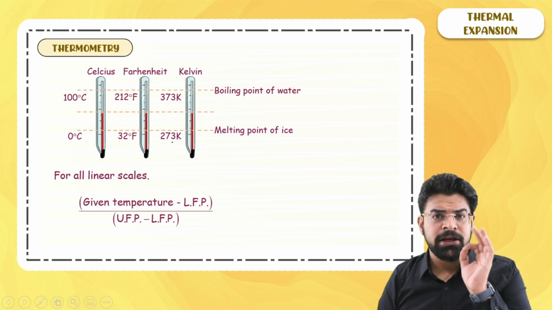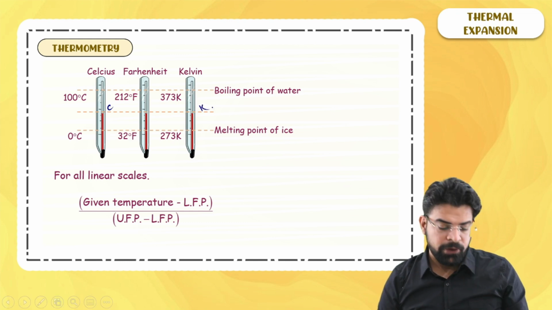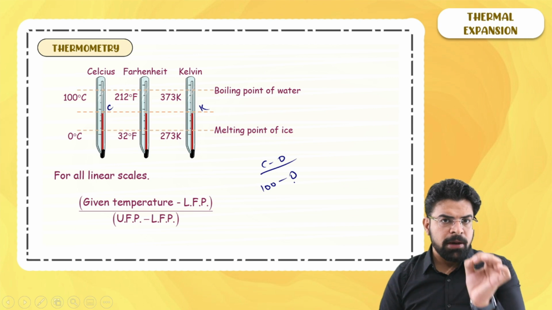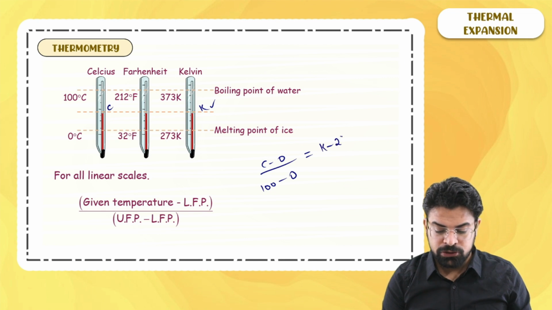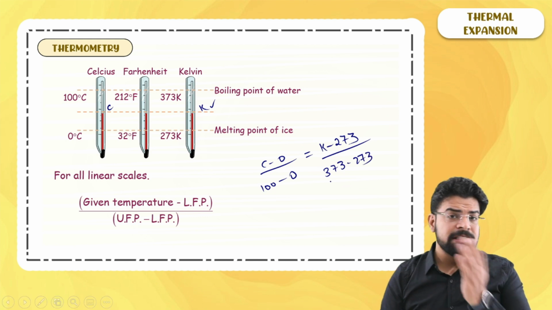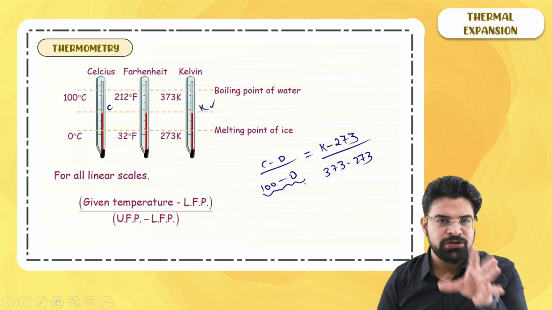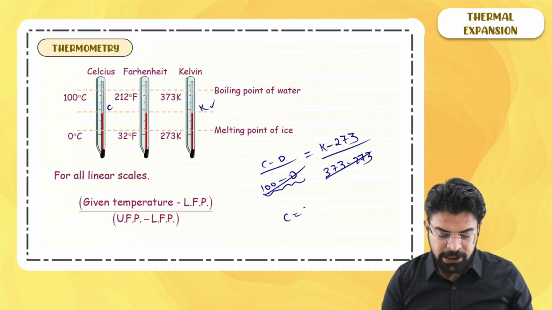So as to make you understand, first I am writing here the centigrade to Kelvin conversion. So you will say C minus 0 upon 100 minus 0. Given temperature minus lower fixed point upon upper fixed point minus lower fixed point is the same for all scales. This has to be equal to K minus 273 upon 373 minus 273. Now on the left hand side in the denominator we have 100. On the right hand side in the denominator we have 373 minus 273, which is again 100. So these two quantities are equal, cancel. So C equals K minus 273, or K equals C plus 273.